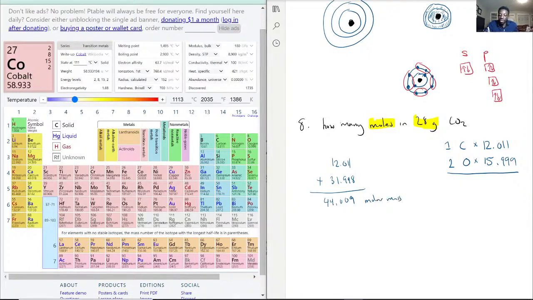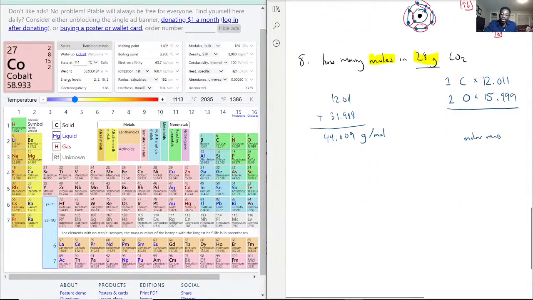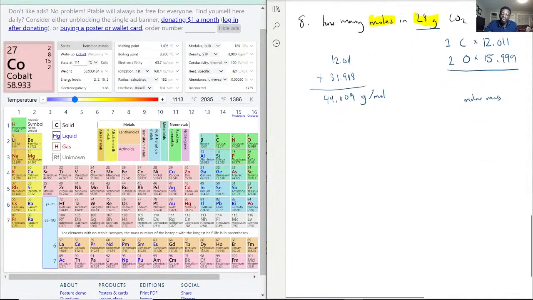That is right here our molar mass. For every mole of CO2, we got 44.009 grams. So I'm just going to shift that over because that's actually the units we need. That is 44.009 grams per mole. Okay, and now it's asking for how many moles in 28 grams. Now remember, same concept. Numerator what you want, denominator what you have.